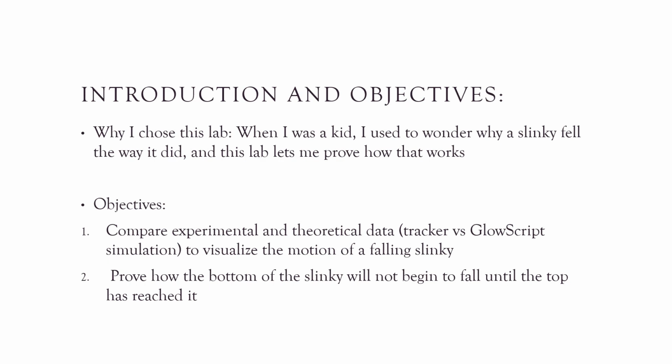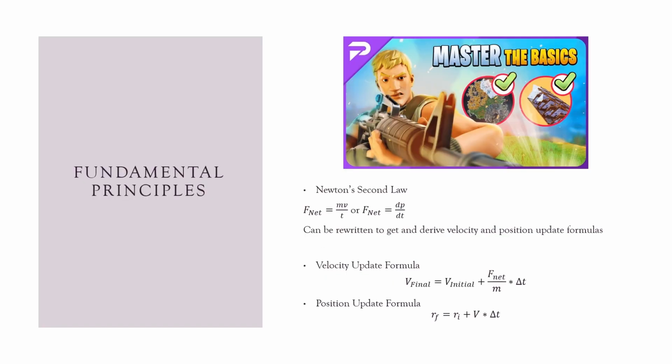So first we need to go over our fundamental principles. We have Newton's second law, which is F net equals m delta v over delta t, or F net equals dp over dt, which can be rewritten to derive velocity and position update formulas. The velocity update formula is v final equals v initial plus F net over m times delta t, and the position update formula is r final equals r initial plus v times delta t.